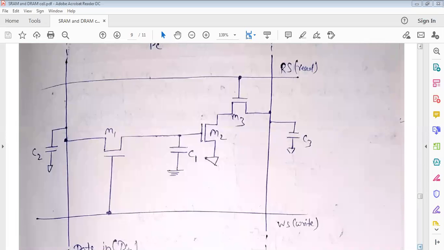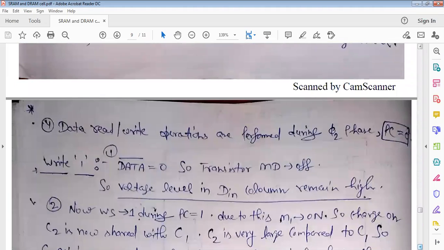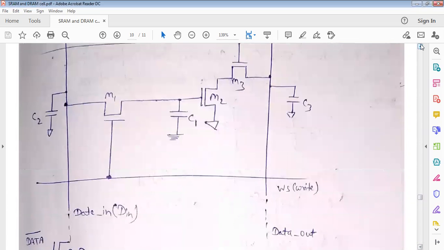Now let's say we want to write 1, so how will we do this? If you want to write 1 here, it should be preceded by the pre-charge stage. As in the pre-charge stage, it is clear that C2 is analogous to logic high and C3 is analogous to logic high. These have been charged in the pre-charge stage.